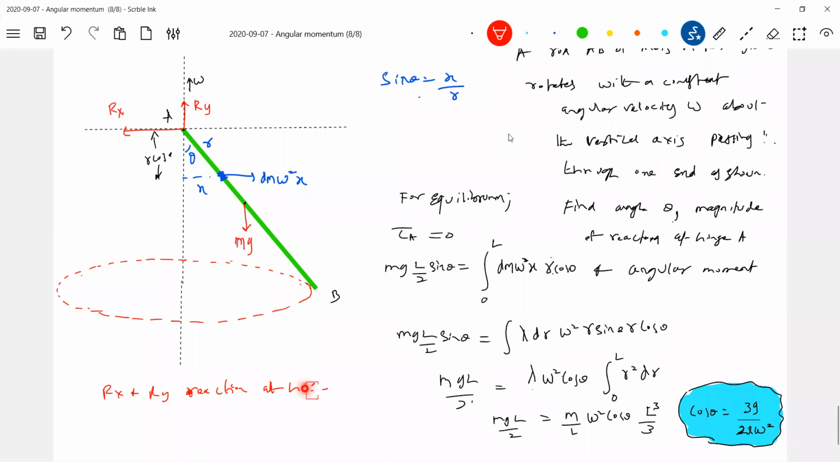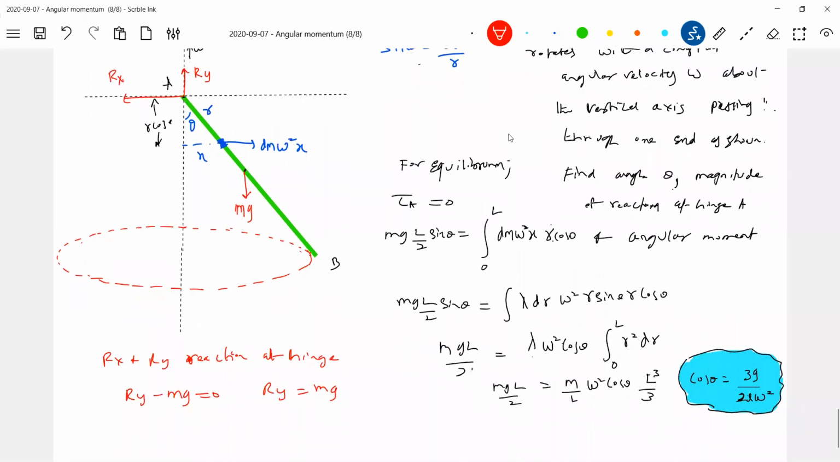Reaction at the hinge. Ry minus mg should be 0. So therefore, what is Ry? Equal to mg. How to calculate Rx? Rx is the total horizontal centrifugal force acting on the rod, the net horizontal force acting on the rod. So how to calculate Rx?